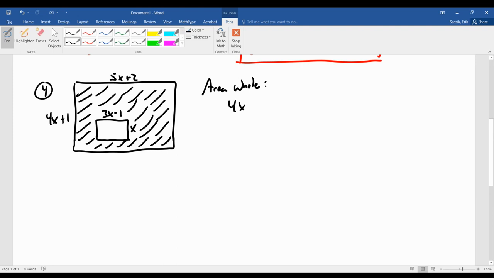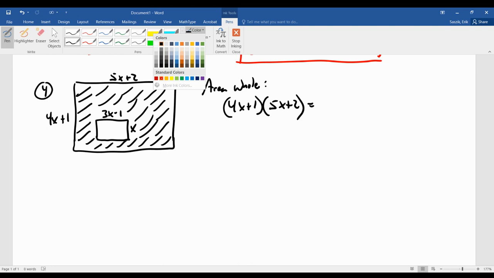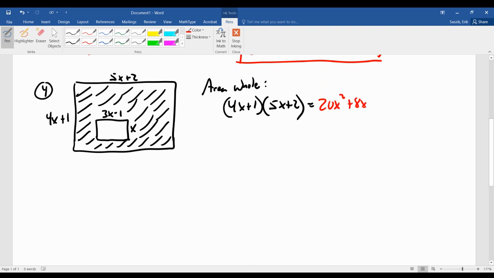So the area of the whole thing, that would be the 4x plus 1 times 5x plus 2. Because remember, area of a rectangle is length times width. And now we just distribute that 4x. 4x times 5x is 20x squared. 4x times 2 is 8x. 1 times 5x. 1 times 2. Combine like terms.